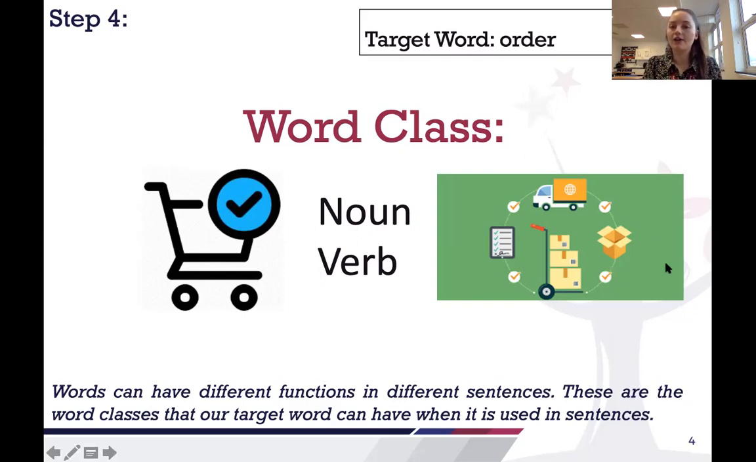I made an order. Verb, what's a verb? Tell somebody what a verb is. Fantastic. A verb is an action word. So order can be used to say what we are doing. We are ordering something.